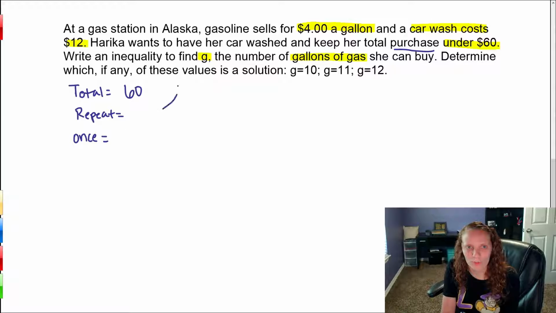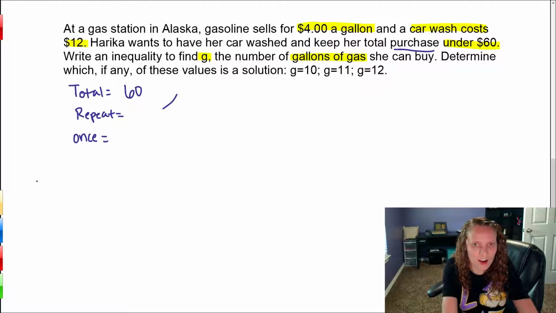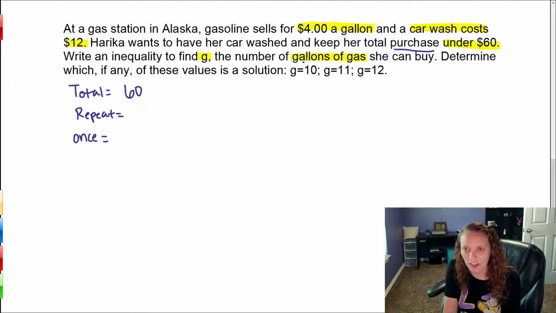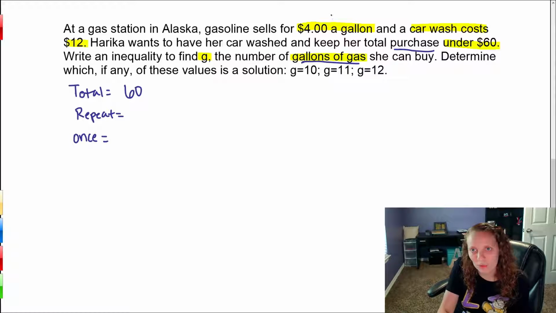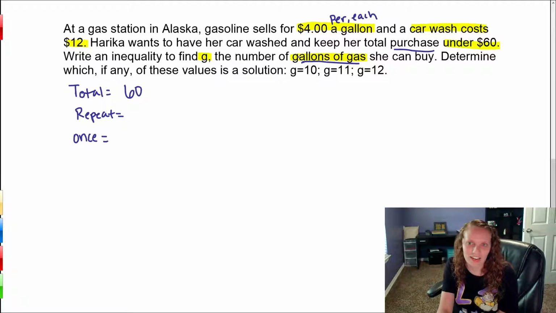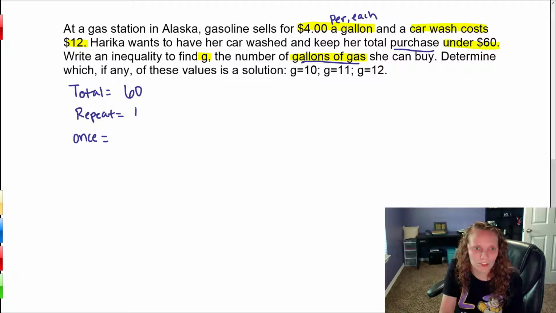Repeating over and over, well, it looks like the unknown might be gallons of gas, to find G, the number of gallons of gas, and we see that it's $4 a gallon. That could also be written as $4 per gallon or for each gallon. So these gallons of gas, that's going to be the number that's repeating, $4. And then the number that happens once will be 12 because she's just going to do one car wash. She's not going to do multiple car washes right now.